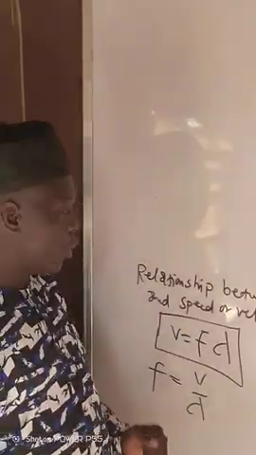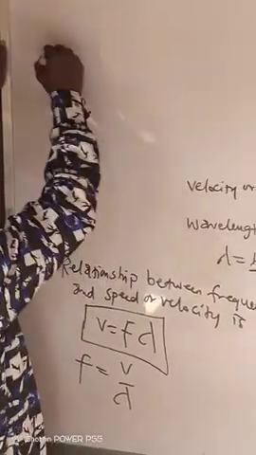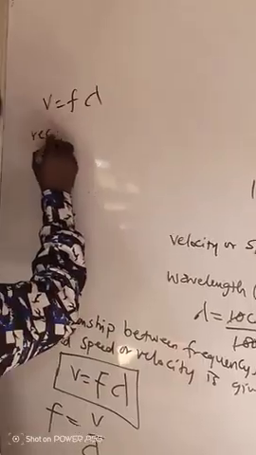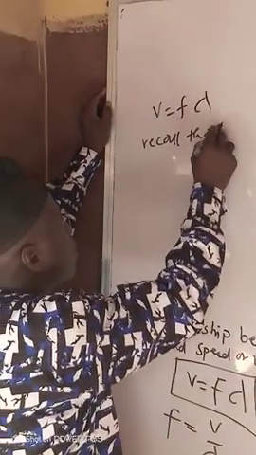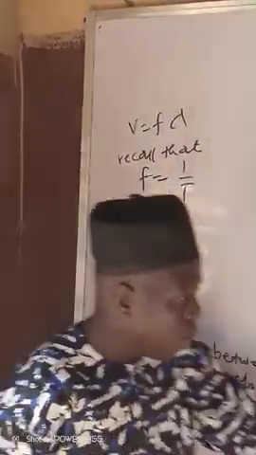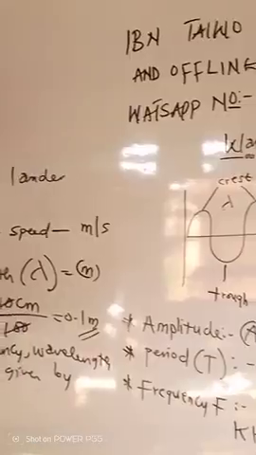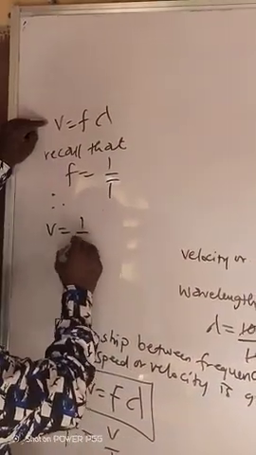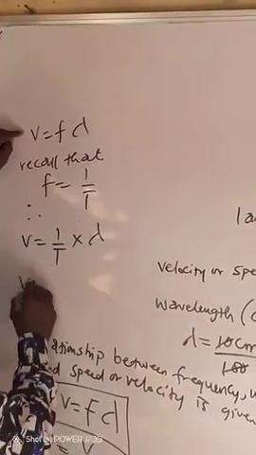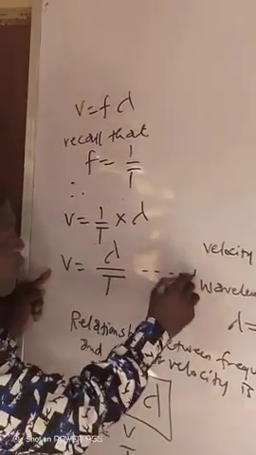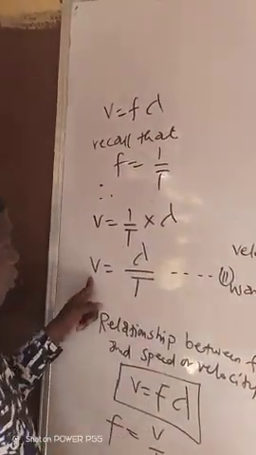Depends on the nature of the what? Of the question that we are given. Then recall, velocity is equal to what? F lambda. Recall that frequency is equal to 1 over what? 1 over period. Therefore, velocity is equal to 1 over period multiplied by lambda. Velocity is equal to what? Lambda over what? Over period. It means that we can have this formula also to calculate the velocity.